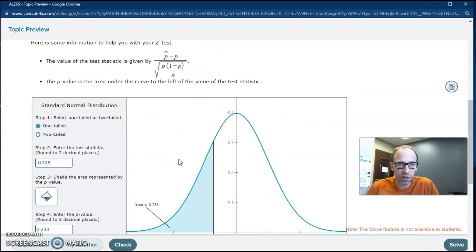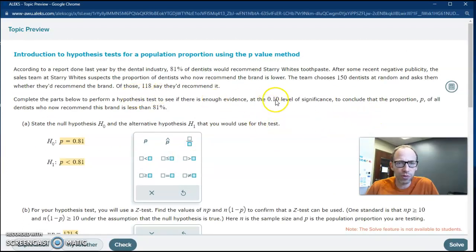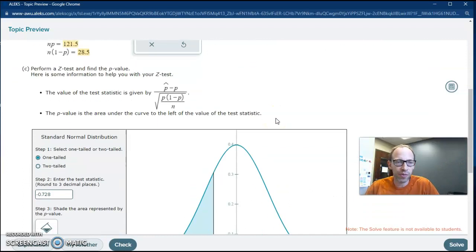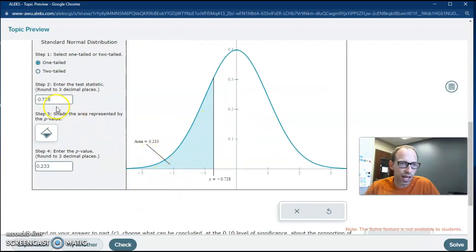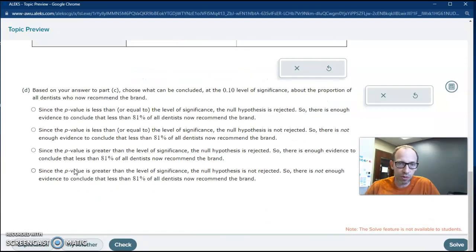So how does that bode for us? Well, we wanted a 0.10 level of significance. That's our limbo bar. We're trying to get under that to get a statistically significant result and reject the null. Did we do that? No, we did not. Our p-value was 0.233, which is not below 0.10. Since it was greater than the level of significance, we failed to reject. P-value low, the null must go, but our p-value wasn't low, so there's not enough evidence to conclude that less than 81% of all dentists now recommend Grand.